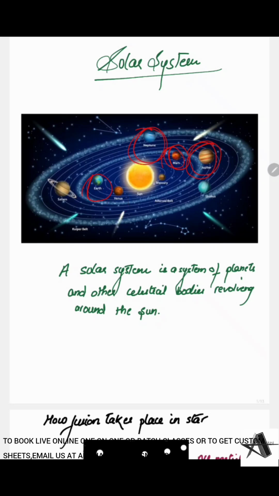So we know that a system in which there is a heavy sun, a star, at the center, and the planets keep on revolving around it. Not only the planets, but other celestial bodies as well. That means asteroids, comets, dwarf planets, they all keep on revolving around the sun because the sun is the heaviest object. And here I have written the definition as per the paper: a solar system is a system of planets and other celestial bodies revolving around the sun.